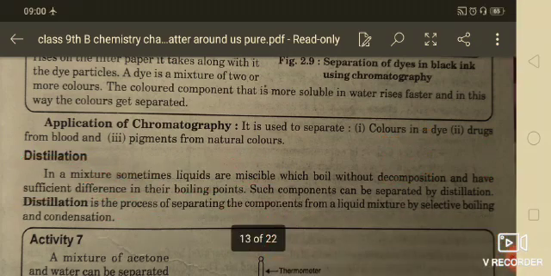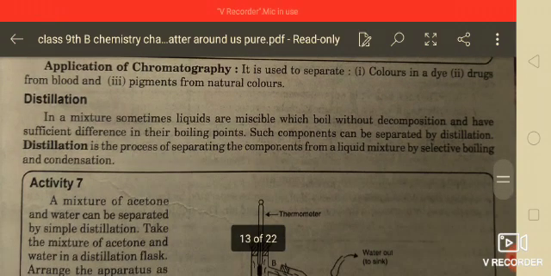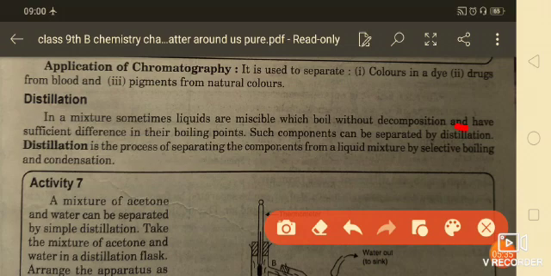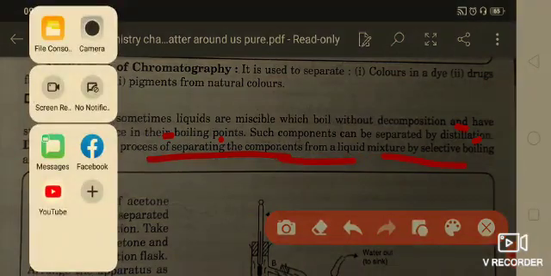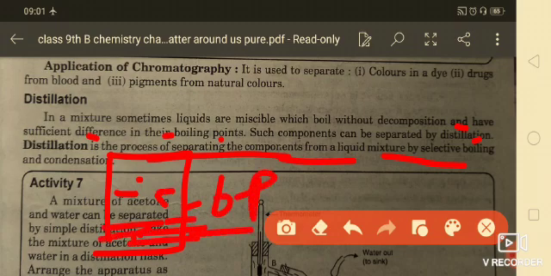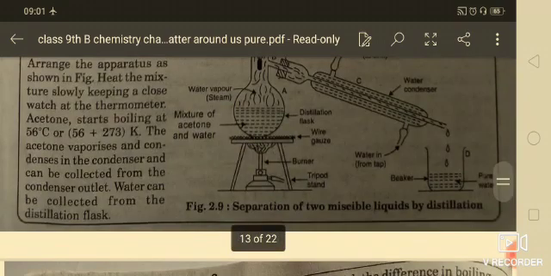The application of chromatography: it is used to separate the colors in a dye, drugs from blood, and pigments from natural colors. Next one is distillation, students. In a mixture, sometimes the liquids are miscible, boil without decomposition, and have a sufficient difference in their boiling points. Such components can be separated by distillation. Distillation is the process of separating components from a liquid mixture by selective boiling point. That means the compounds which are mixed have different boiling points, so at their boiling points they will separate very easily. This process is called distillation.